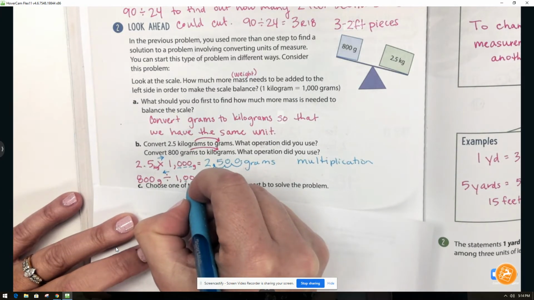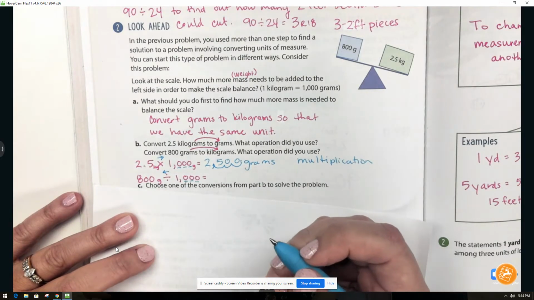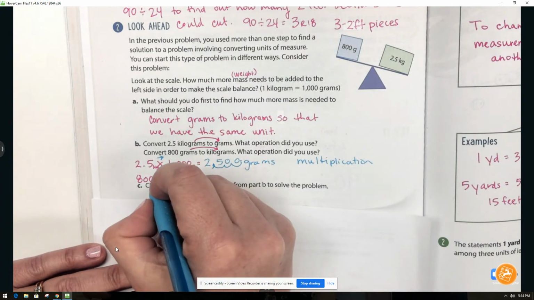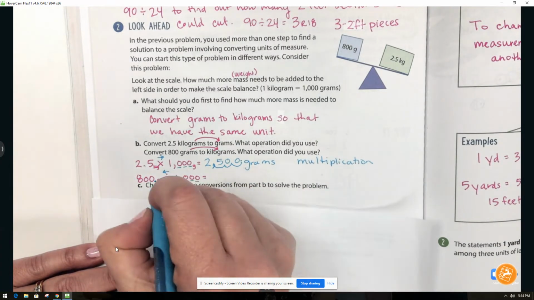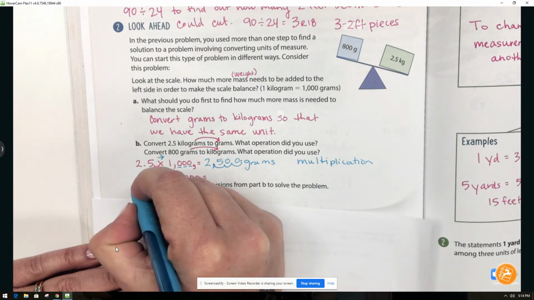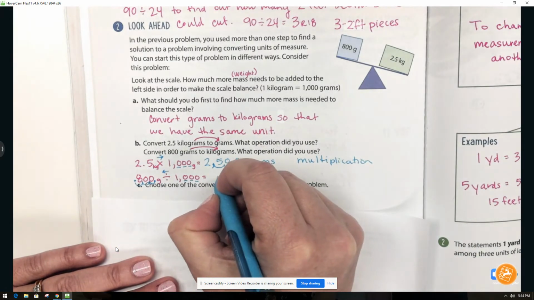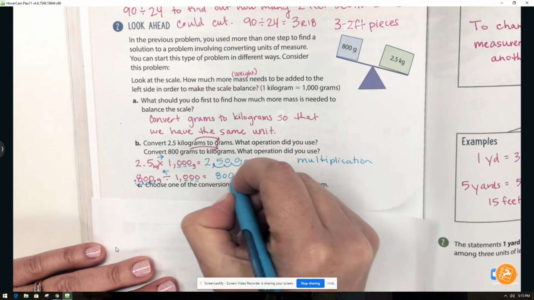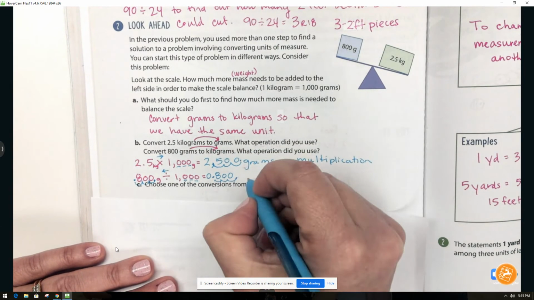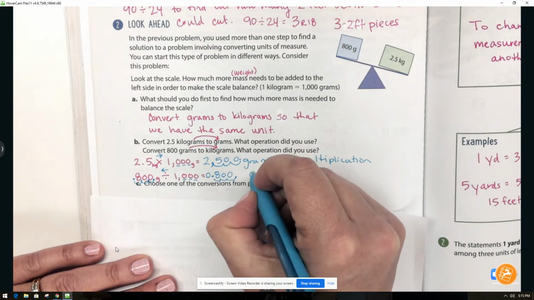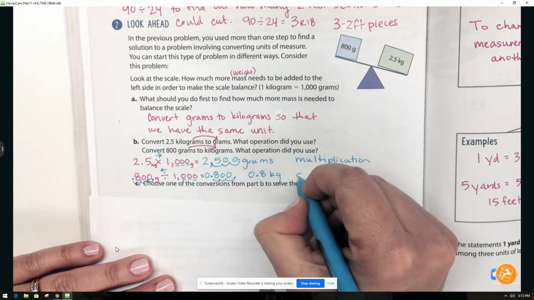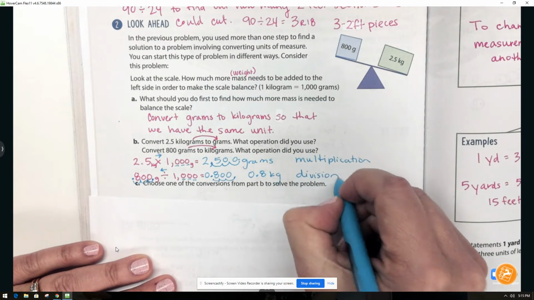So this time, we're going to move that decimal still 3 places. And where is the imaginary decimal in 800 grams? That's right, it's over here at the end. And then we're going to move that decimal to the left 1, 2, 3 places. So we know that 800 grams, moving that decimal 1, 2, 3 places to the left, is going to give us 8/10 kilograms. And we used division to figure that out.